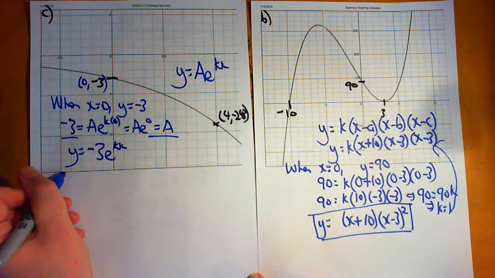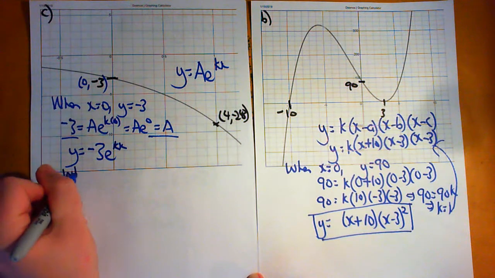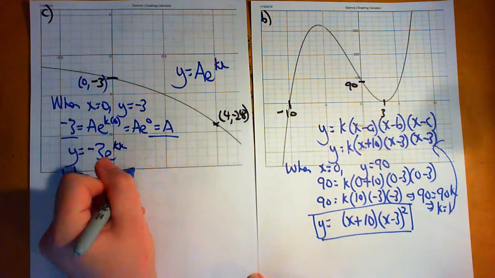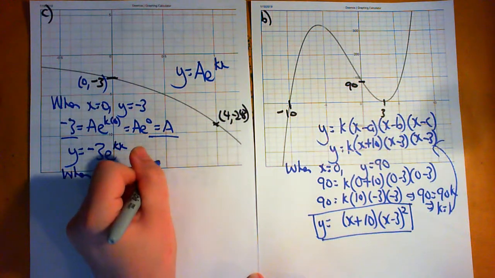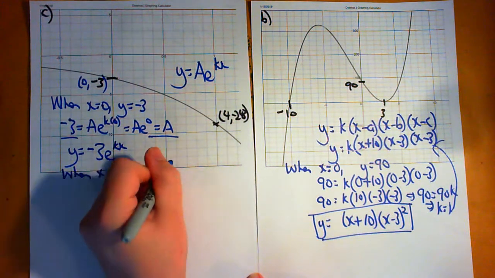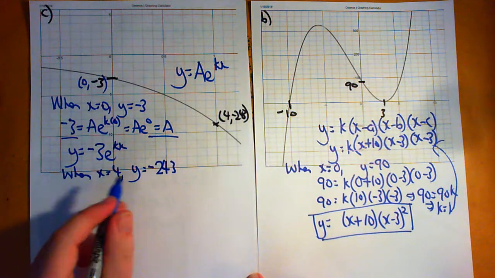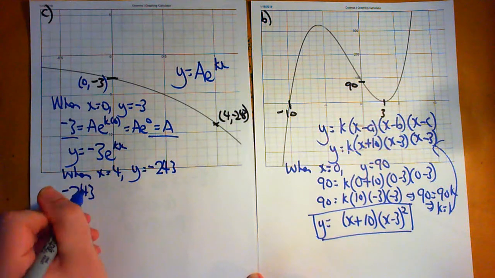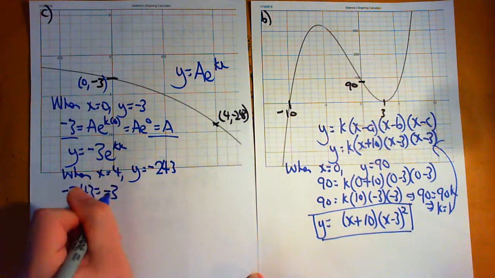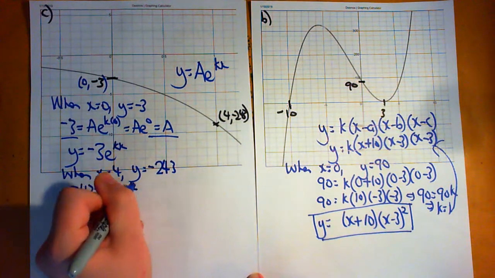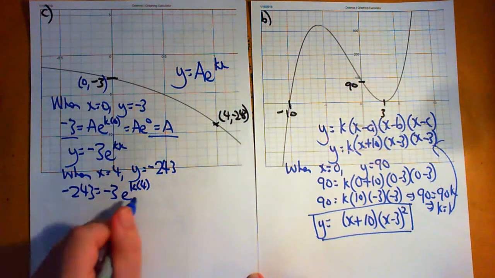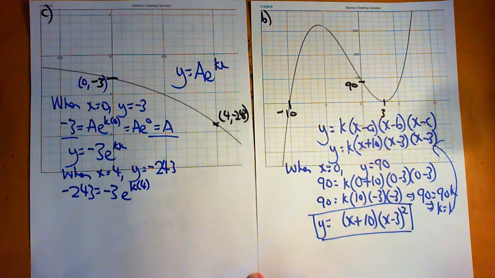So we have one other point that we can substitute in. When x equals 4, y equals negative 243. So let's substitute that in. We get negative 243 equals negative 3 e to the k times x is 4. Okay, so we need to solve that equation to find k.